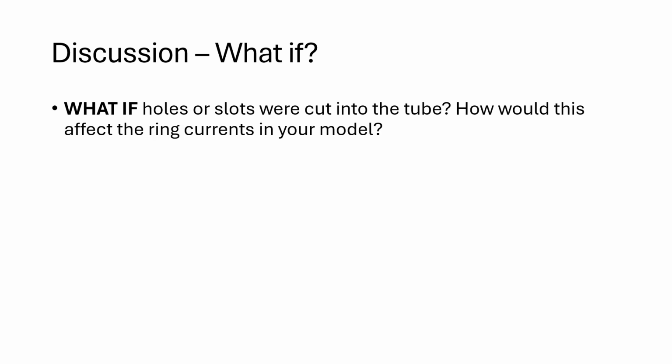So what if holes were cut in the tube? This would mean that where there are holes, there's not a closed loop, so those loops don't carry current and don't exert force on the magnet. This would mean that the magnet would fall faster through the tube.